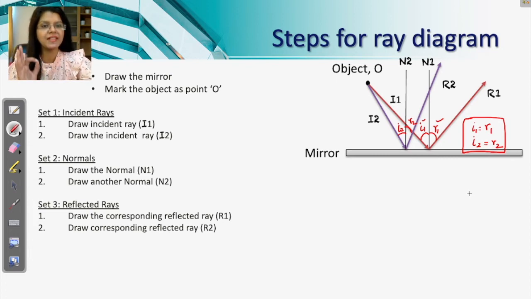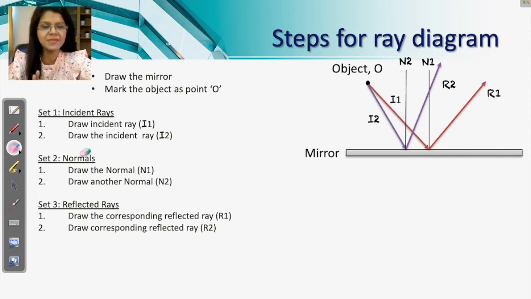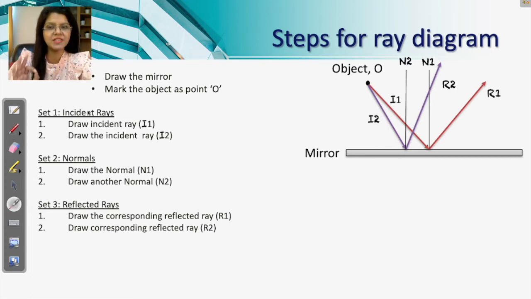So how do you draw the reflected rays? First, use your protractor. You'll have to measure I1 and I2. That same measurement of angles, you'll have to draw on the opposite side of the normal. And therefore, finally, you'll get your reflected rays R1 and R2. I hope this makes sense to you. The three steps for the ray diagram construction are understood. Step one is two incident rays. Step two is the two normals. Step three is the two reflected rays. The upper part of the mirror work is done.